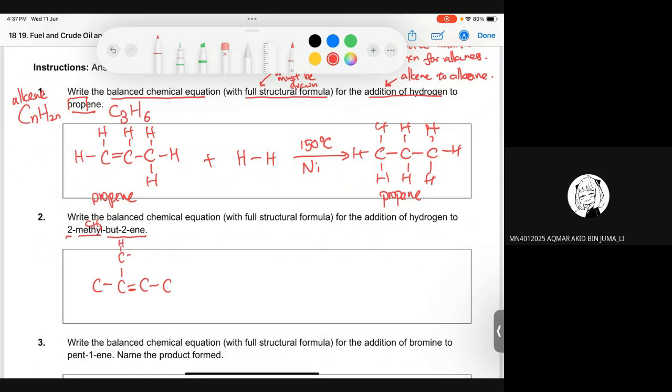As I mentioned, you don't need to know how to draw it based on the naming. You're not expected to know based on the names, so don't worry about it. That's why I purposely want to draw it out for you. But for those of you who drew this correctly, good for you. You realize I left the bottom empty as well. This is going to be addition of hydrogen, so it'll be like this with 150 degrees Celsius and a nickel catalyst.